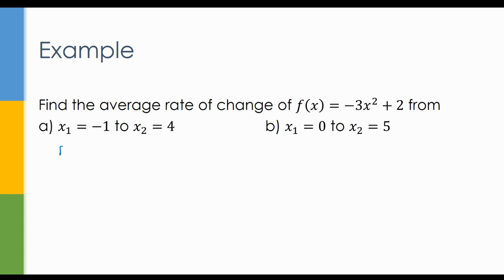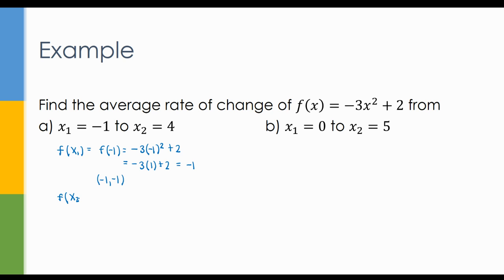So I want to evaluate f of x1, and so that gives us f of negative 1, which is what we want to evaluate. So I substitute negative 1 in wherever I see an x. So we'll have negative 3 times negative 1 quantity squared plus 2. Well, negative 1 quantity squared is positive 1. Negative 3 times 1 is negative 3, and if I add 2 onto it, I'm going to get negative 1. So it looks like one of my ordered pairs is negative 1, negative 1.